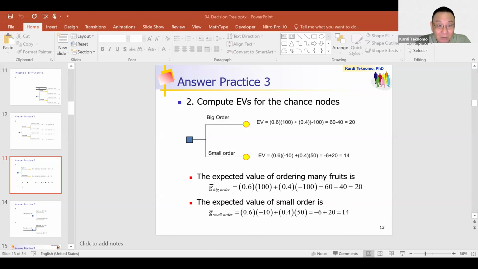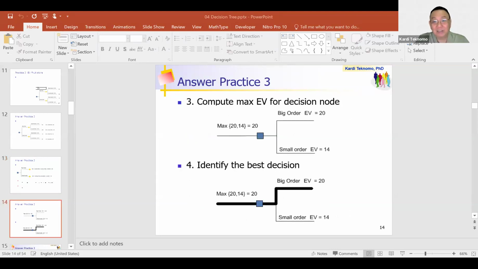And then now you have the decision node. In the decision node, you get the maximum. So earlier we have 20 and 14. In this case, you get the maximum between 20 and 14, which is 20. So then you identify the best decision, whose value is 20.